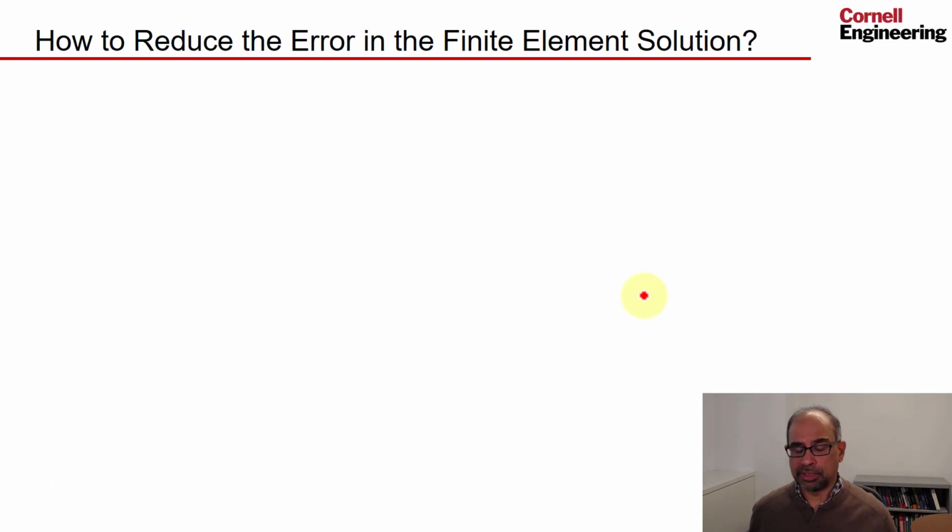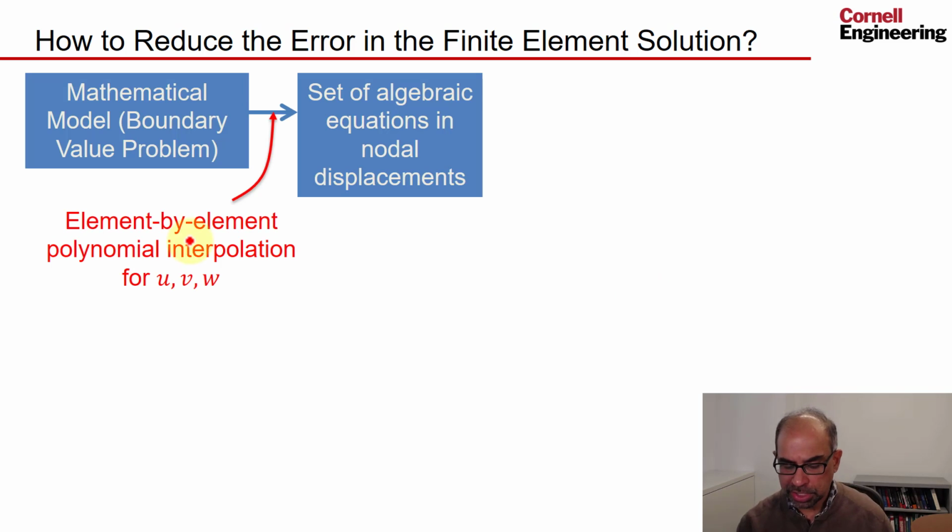So how do we reduce the error in the finite element solution? The error is introduced in going from a boundary value problem, differential equations, to algebraic equations, and we do that using the element by element polynomial interpolation. I won't get into the details of how we do that. You can do that using the weak form or the principle of virtual work, and again, you can go to the big ideas in finite element analysis to see more details of that. But this shows us that the better our polynomial interpolation, the less the error.